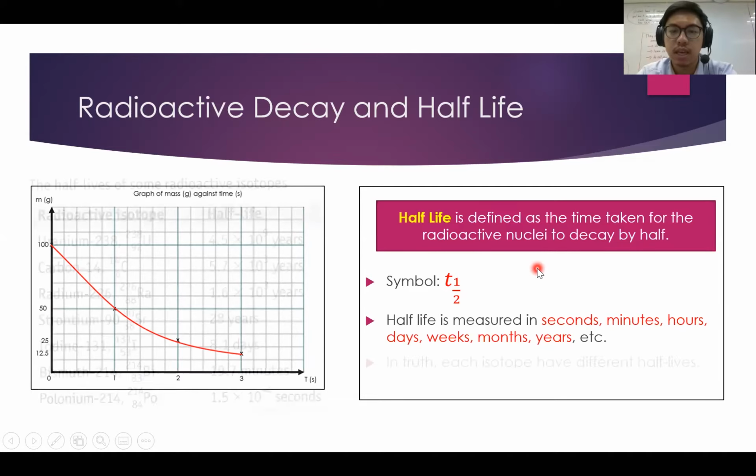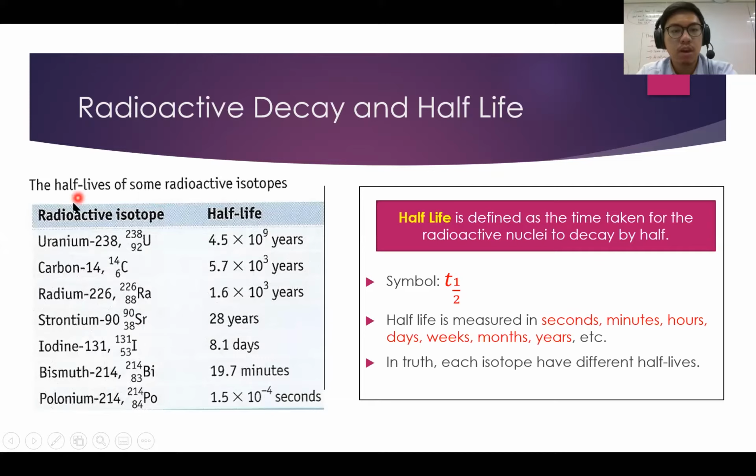or even years. This is a table showing the half-life of different radioactive isotopes. For uranium, you can see it has a half-life of 4.5 times 10 to the power 9 years. That is a very long time for it to become half. In other words, it takes a very long time for uranium to decay, right? For carbon, it is 5.7 times 10 to the power of 3 years. So again, a very long time. Not as long as uranium, but still quite long because that is actually 5,700 years.